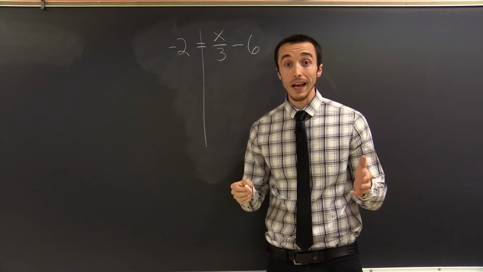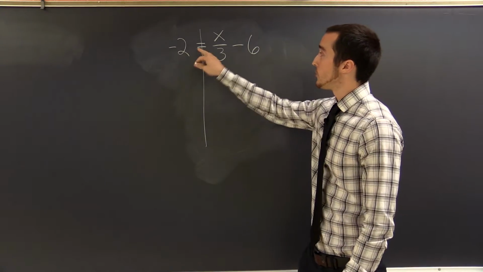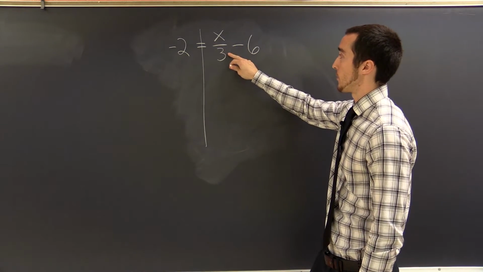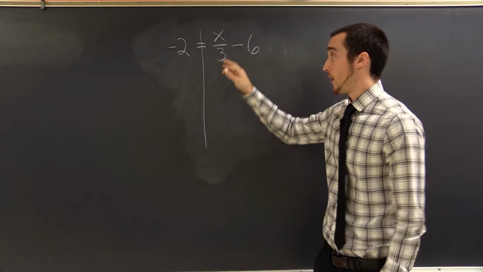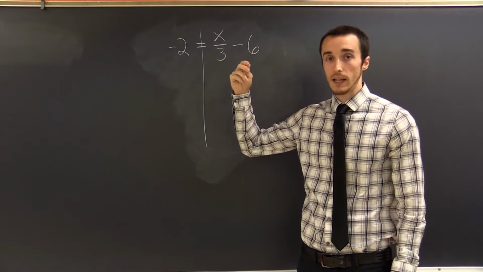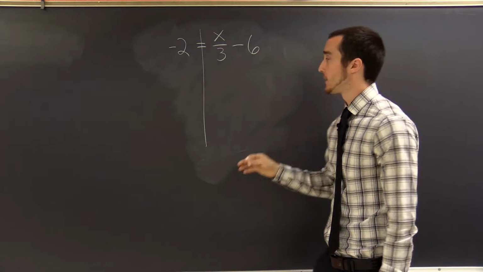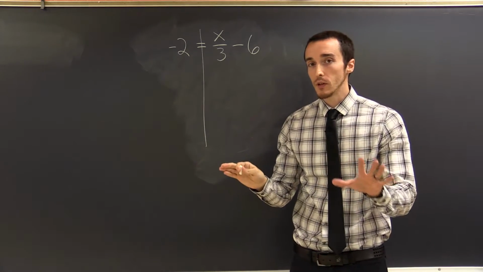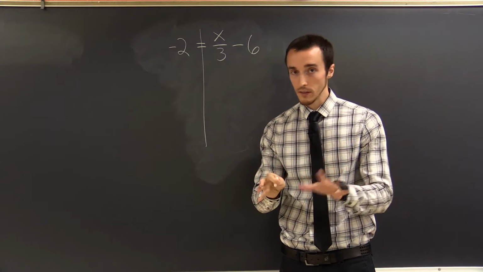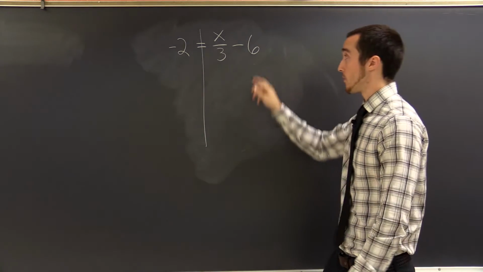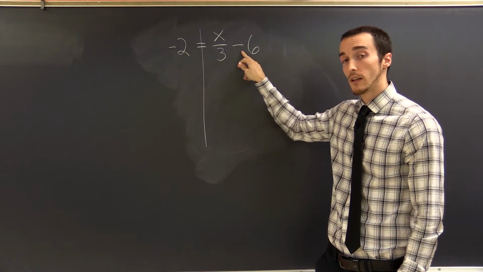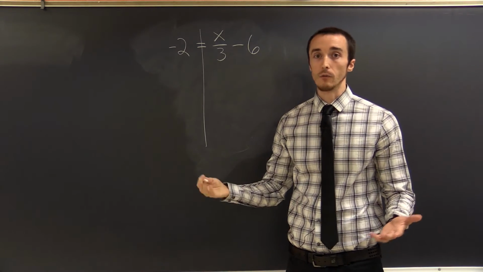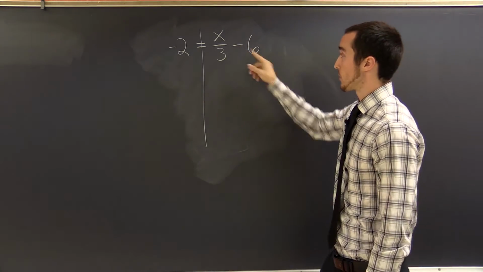Okay, so let's take a look at another example. Negative 2 equals x divided by 3 minus 6. So I've already drawn my line, and I noticed that the variable x is on the right-hand side of the river or the line. I said that I want to get rid of constants first. Remember, constants are just the numbers by themselves. In this example, my negative 6 is a constant, so that's going to be the first thing that I get rid of. We're going to use inverse operations.